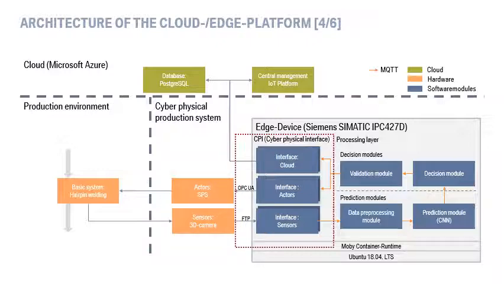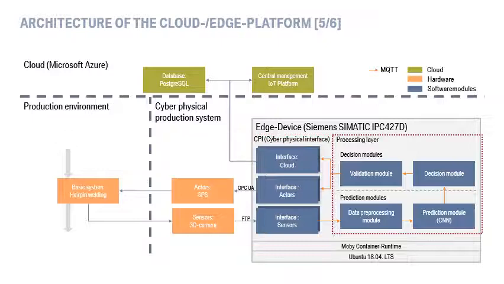The edge device is divided into two levels, the cyber-physical interface and the processing layer. The cyber-physical interface serves as an interface to the sensors and actuators. Thus, it is an interface between hardware and software. Furthermore, it enables the communication to the cloud. The processing layer is where the actual processing of data streams takes place.